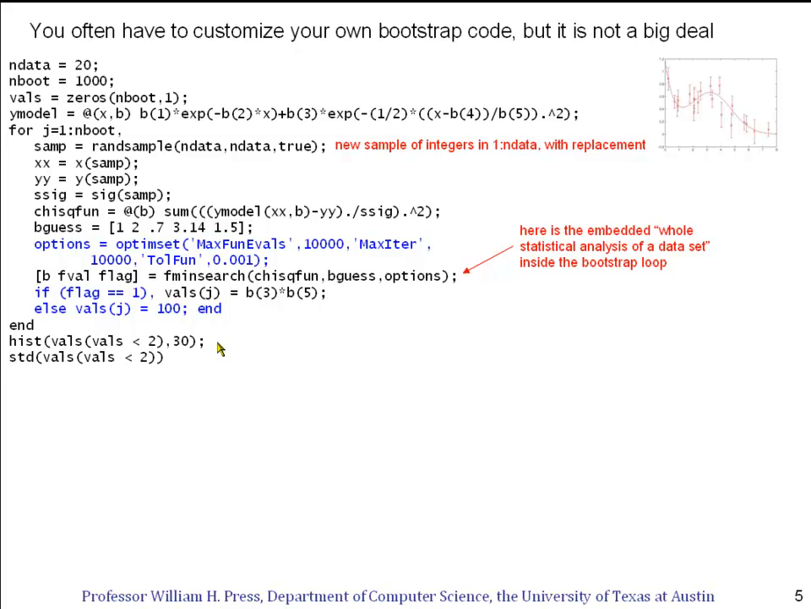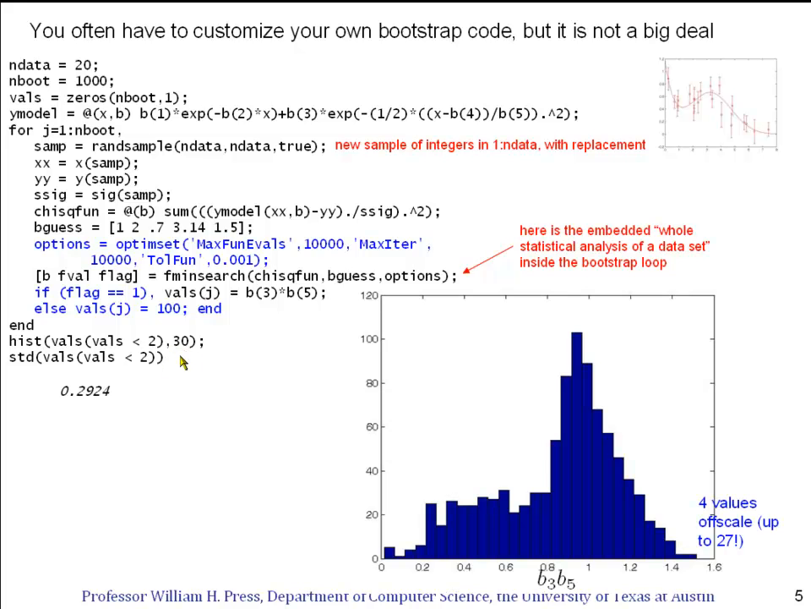So then here I plot the histogram of the good values, values less than 2, that come out of that, and compute the standard deviation. This is what I get. You'll recall that b3 times b5, when we computed it before, was a value something around 1. And we get a distribution that has a peak at something around 1. But we also see that it's very, very broad.